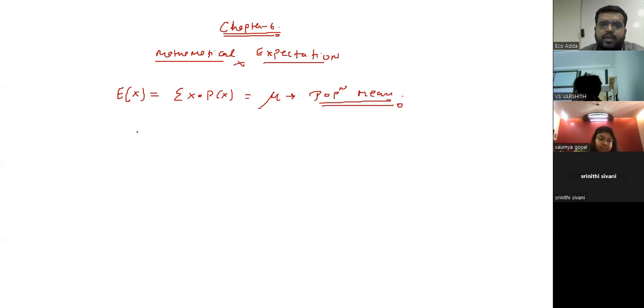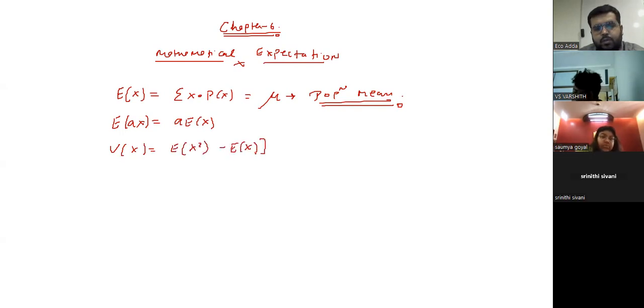Now there are a few properties of E of x, but we don't need to do all of them. So E of ax is equal to a E of x. Variance of x is equal to expectation of x square minus expectation of x whole square. Now what is the formula for expectation of x square? It is summation, so instead of x we put x square. That's all. So x square into probability of x, not probability of x square. Please remember that.